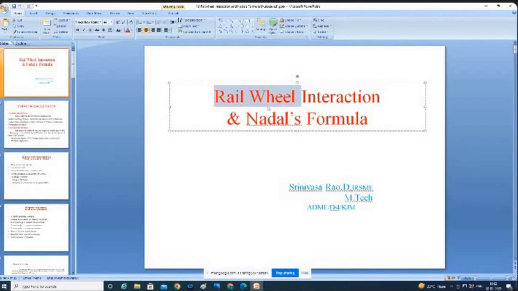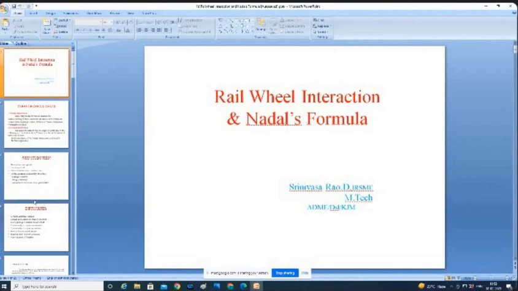So that's why I will first take a few minutes of class on rail-wheel interaction. Then we'll go for track parameters. Is it clear why I am telling you about rail-wheel interaction? Okay, right.